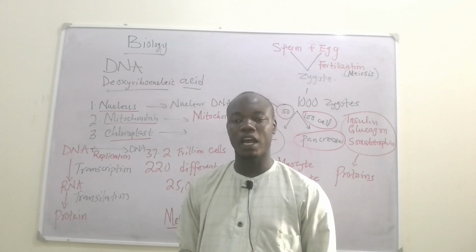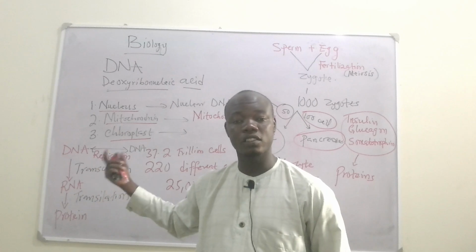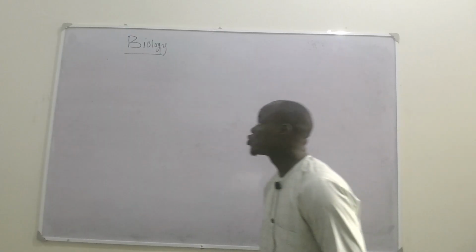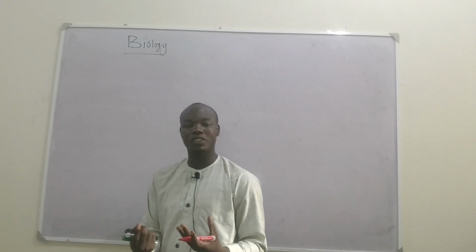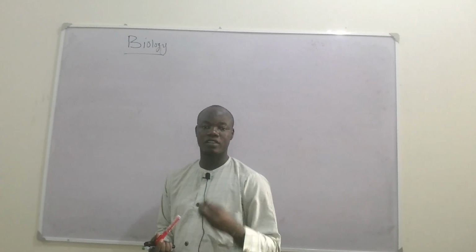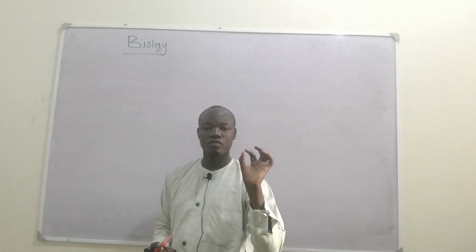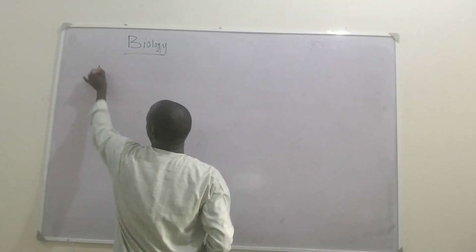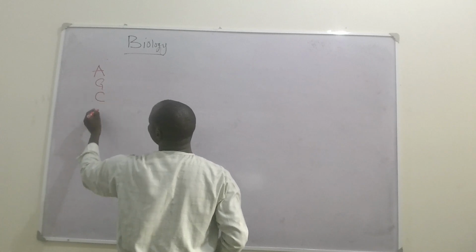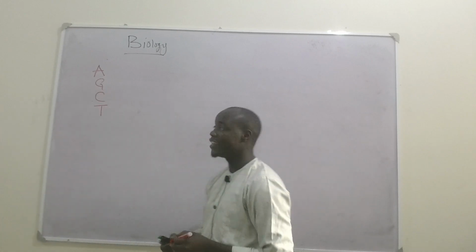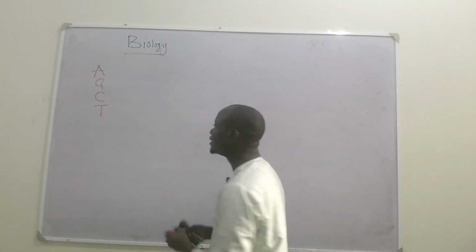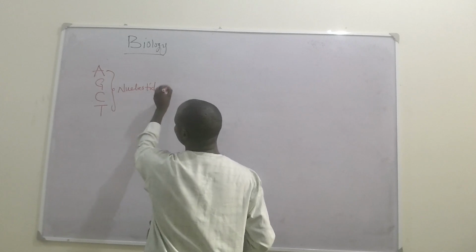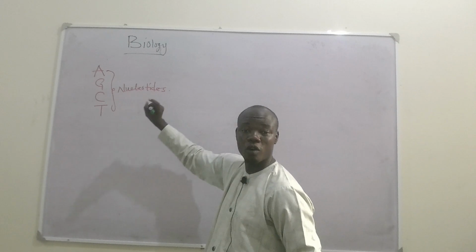So as we go through the lecture, we are going to look at each of these steps: replication, transcription, and translation. Now, what constitutes DNA? DNA is made up of basically 4 letters: A, G, C, and T. We call them nucleotides. These are the 4 letters that make up the DNA.